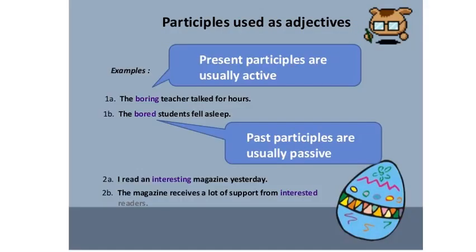Let's see some participles used as adjectives. Present participles are usually active and past participles are usually passive. Let's see some sentences. The boring teacher talked for hours. In this sentence, boring is a present participle. The bored students fell asleep. In this sentence, bored is a past participle which is passive. I read an interesting magazine yesterday. In this sentence, interesting is a present participle adjective. The magazine receives a lot of support from interested readers. In this sentence, interested is a past participle and it's an adjective as well.